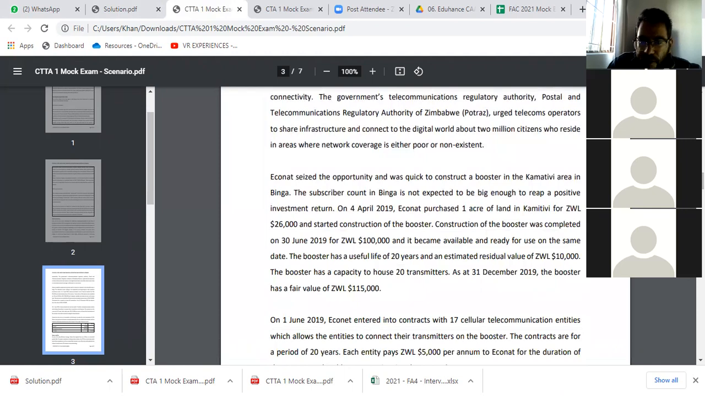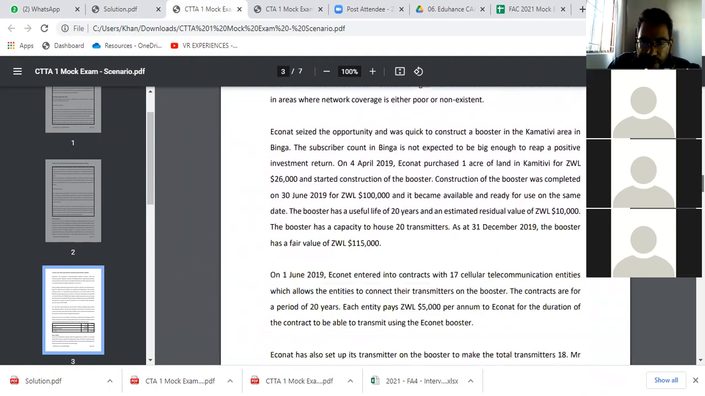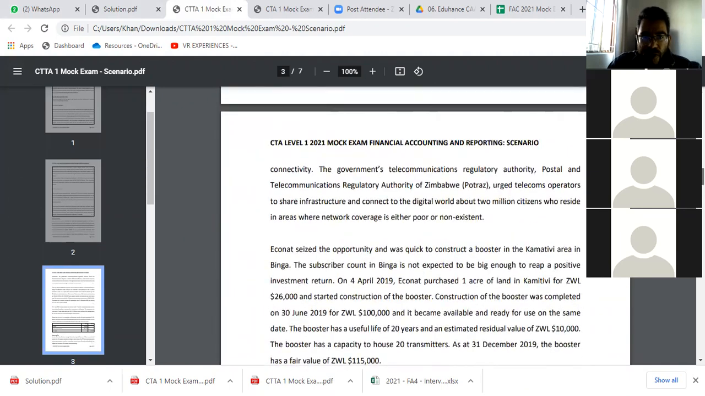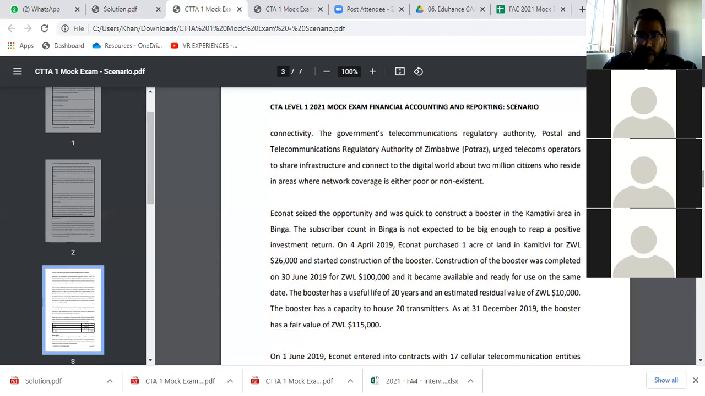Okay, so if you go to page 3 on your scenario, can you quickly go there? And then there'll be the second paragraph. I'm going to read through that quickly. Just tell me once you're there. Yes, we are there now.